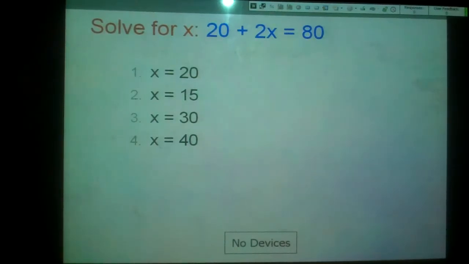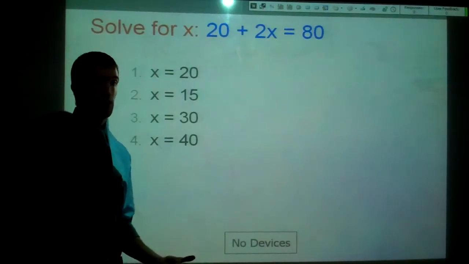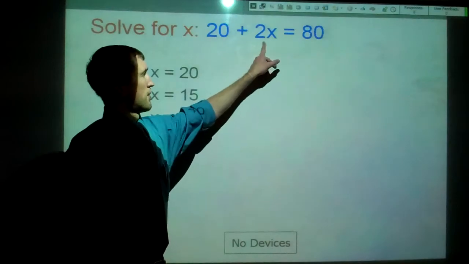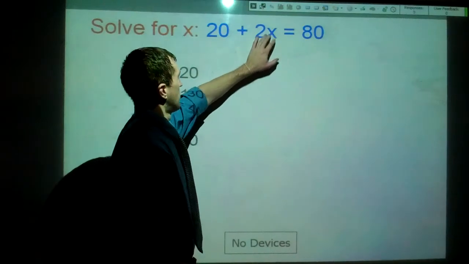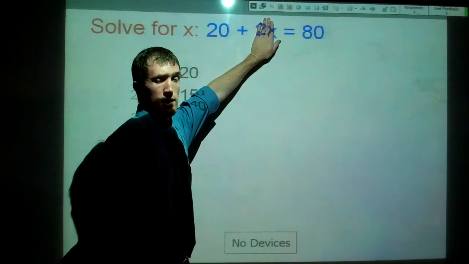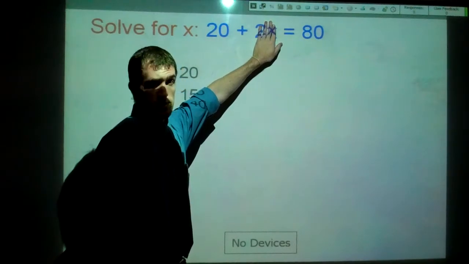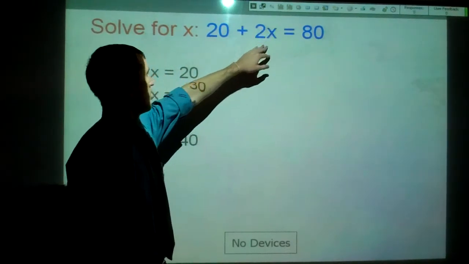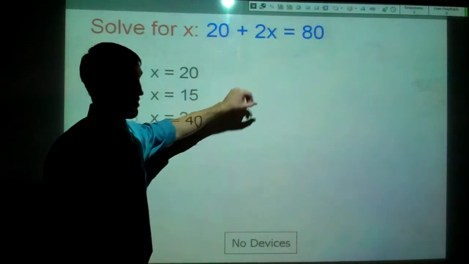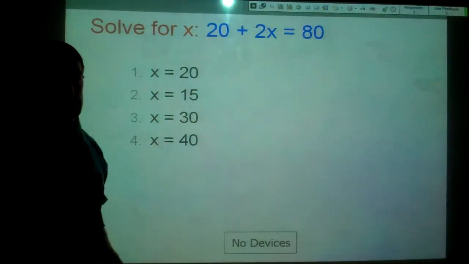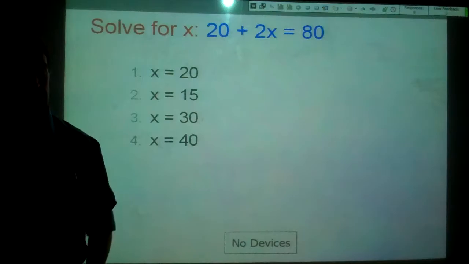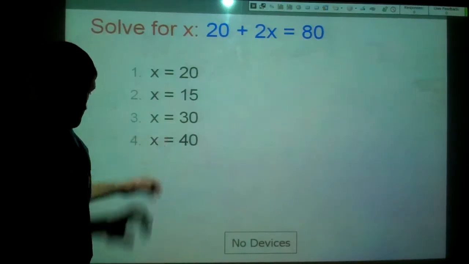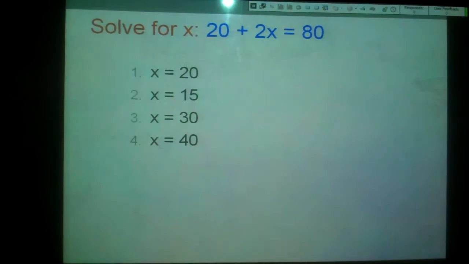Just like our evaluation problem, if we're really not sure what to do, remember, we do want to get this thing by itself. The ultimate goal is to get x by itself completely. Cover this up. 20 plus what gives you 80? Okay, well, 20 plus 60 gives you 80, right? So we know that 2x has to be 60. Okay, so 2 times x, if that's 60, 2 times what gives us 60? 2 times 30 gives us 60. So we should be getting this one right here, and I'm just going to highlight that right now. We should be getting x equals 30, and I'll show you.